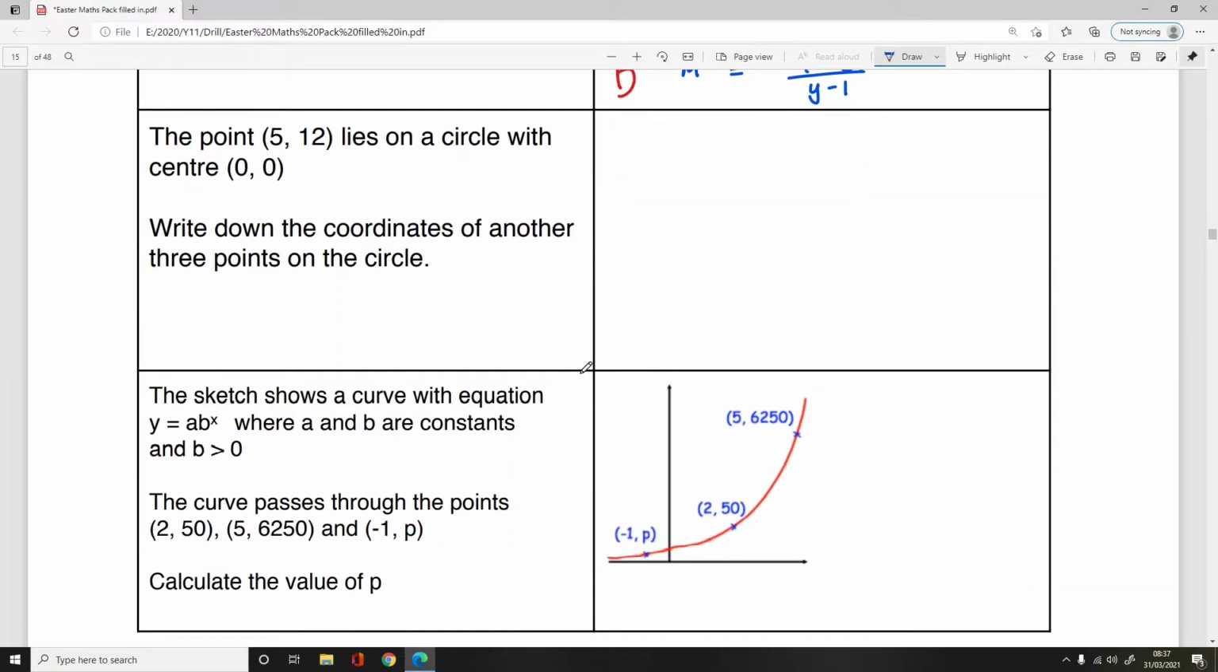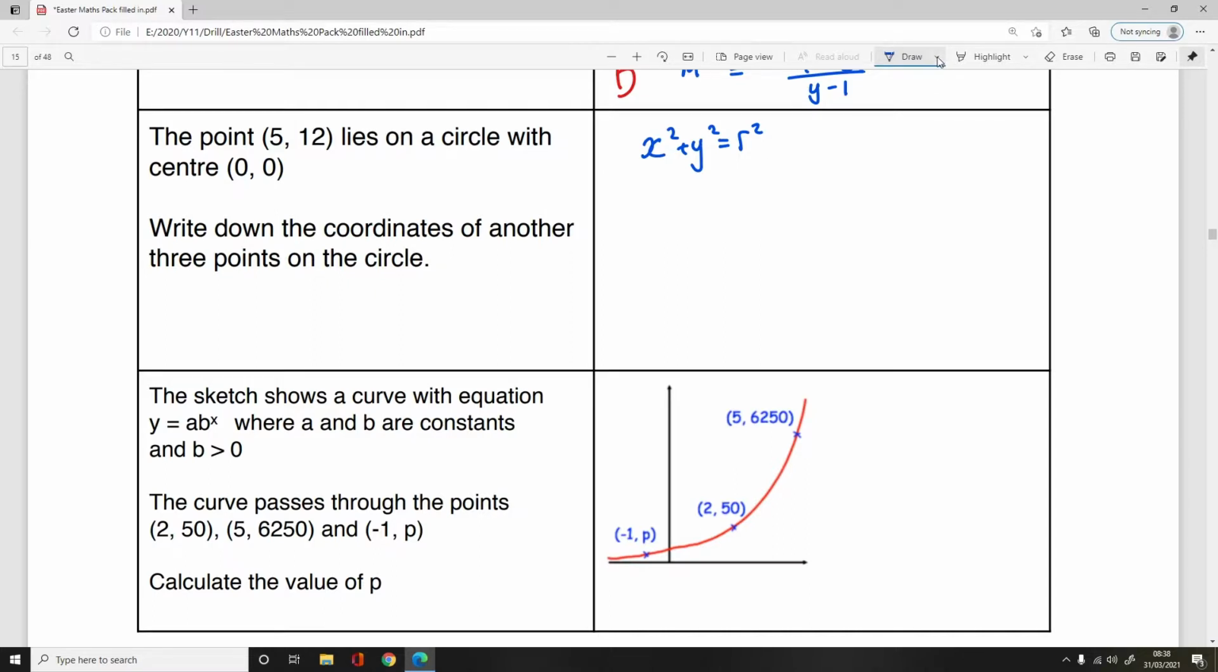Okay, and again, it's a similar question to what we had before. We've got this point that lies on a circle with a centre. What's our equation for our circle? The equation for our circle is always x squared plus y squared is r squared. At GCSE, it goes a bit different in further and A level. And we don't actually have the equation this time. We've got a point that's on the circle.